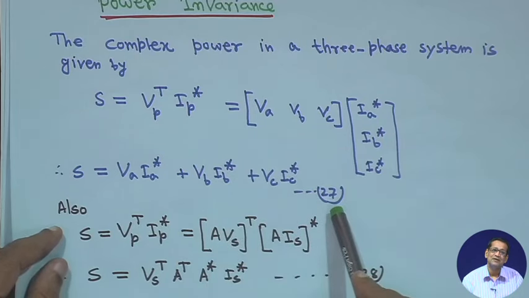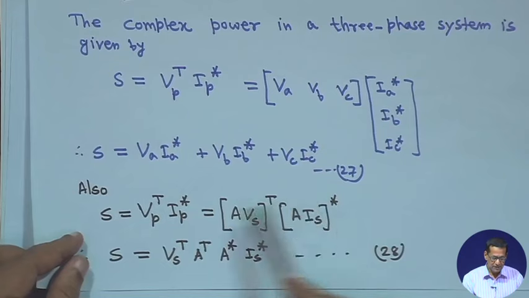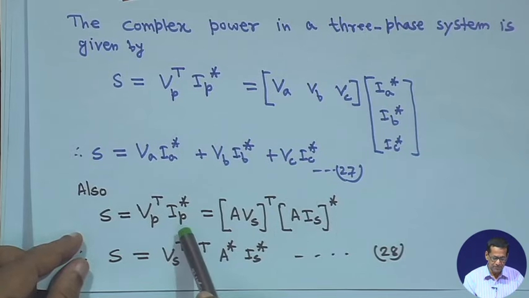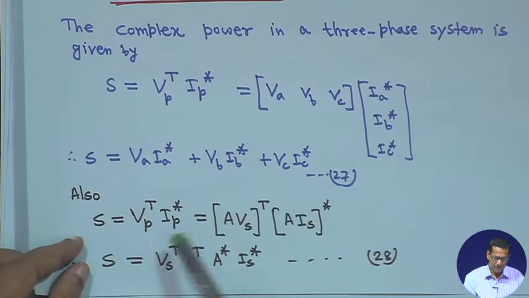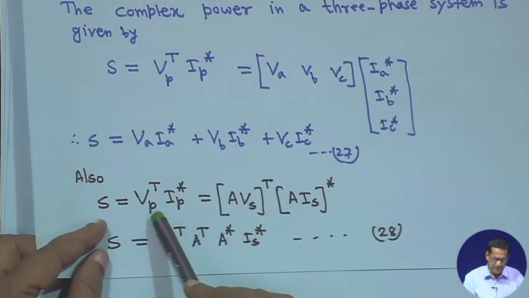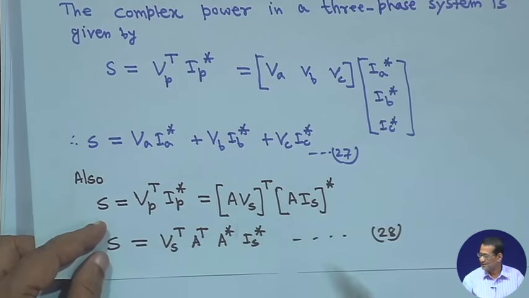Also, S is equal to V p transpose I p conjugate, as we have seen before, where V p is equal to A V s, which we have defined.